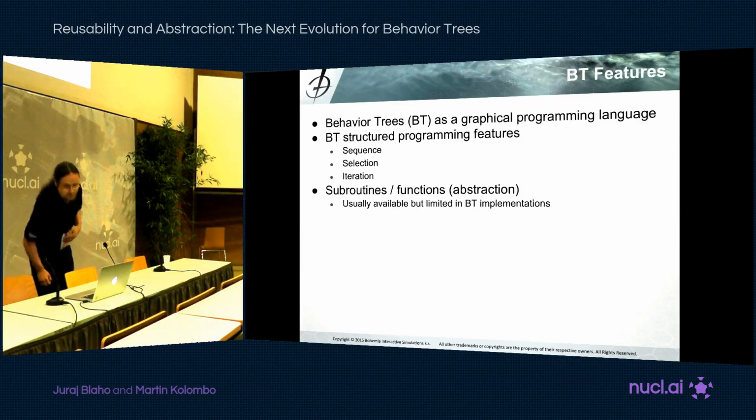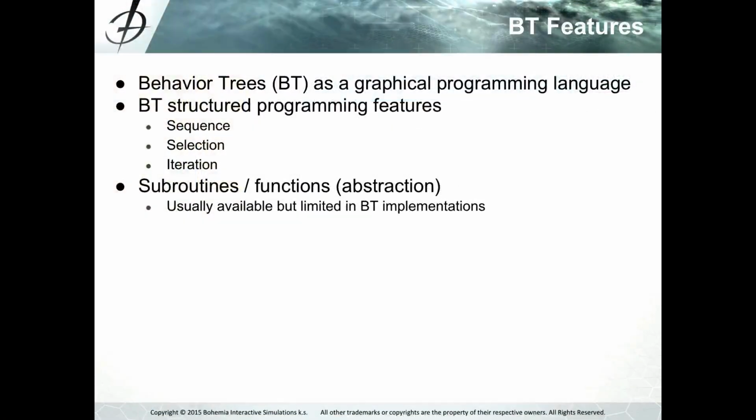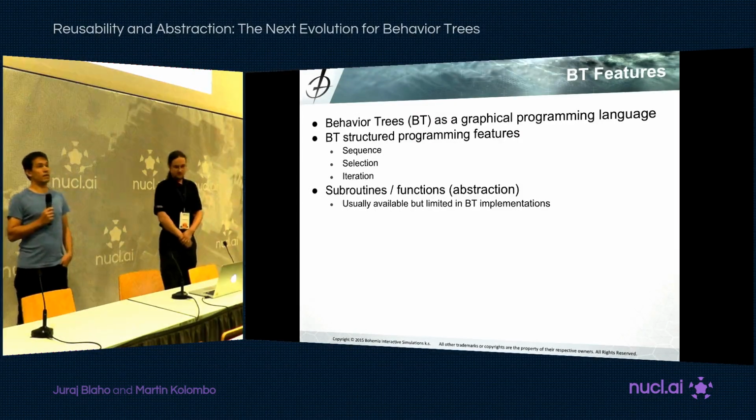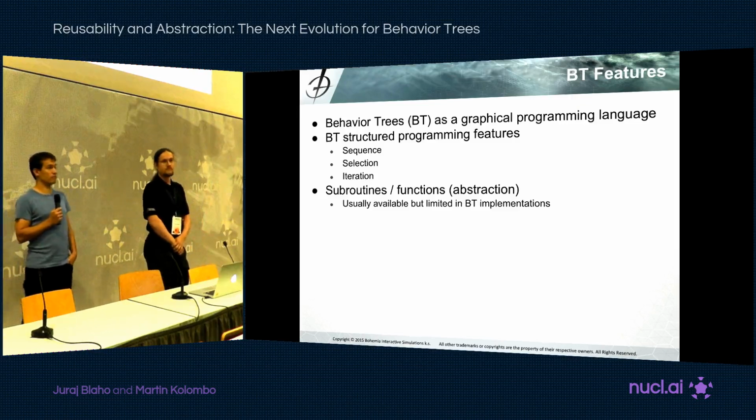To make it simple for our designers and later for third-party developers to configure our AI, we have chosen to use behavior trees as our AI architecture. We understand behavior trees as a graphical programming language. It already has some structured programming features, as it allows sequences, selection, and iteration. In many implementations, it also supports a form of subroutines or reuse, but this reuse is usually limited by being non-parametric.